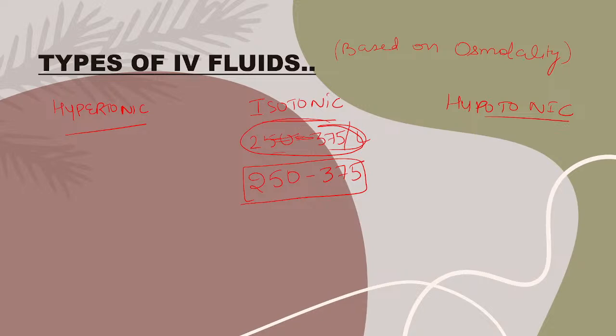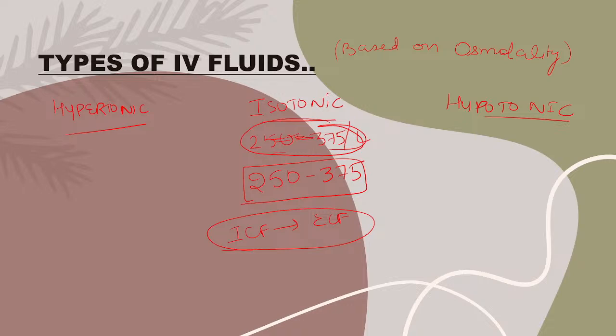Isotonic means the concentration of solute to the solvent is the same. The osmotic concentration is the same, and the fluid would not shift from intracellular fluid. I mean, there would be no shifting of fluid from intracellular to extracellular. So if the intracellular or interstitial fluid is isotonic, there would be no fluid shifting. The examples for this will be discussed in upcoming slides.